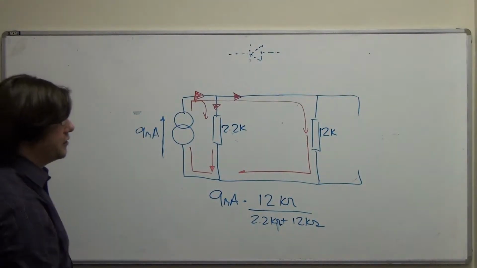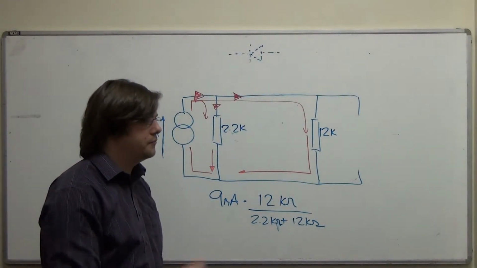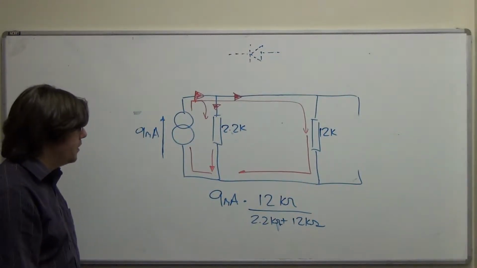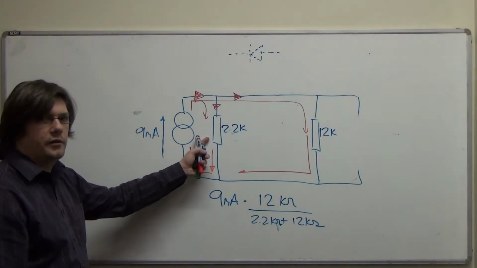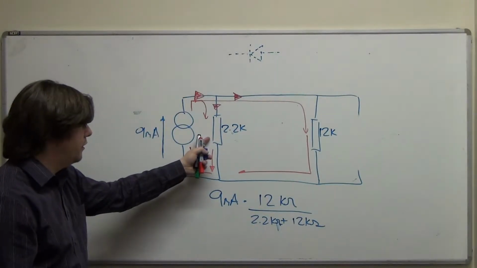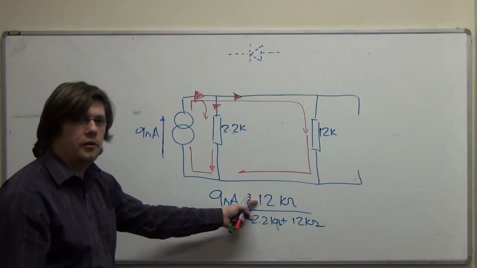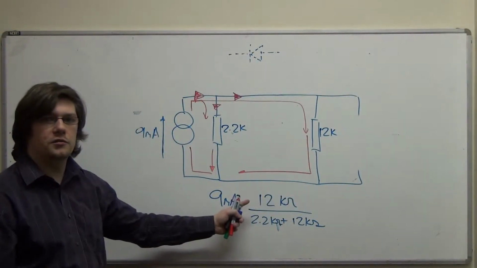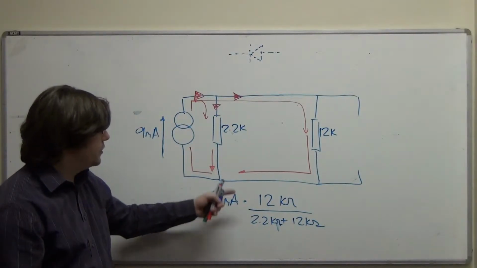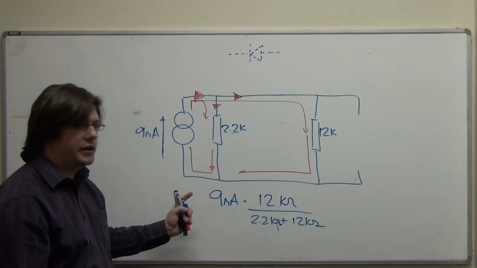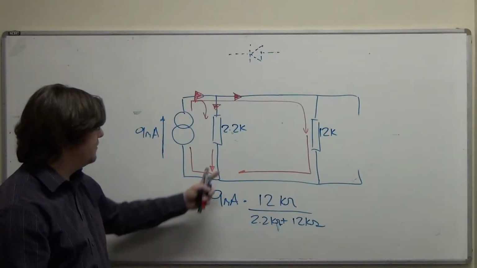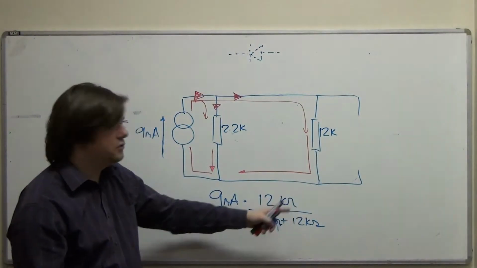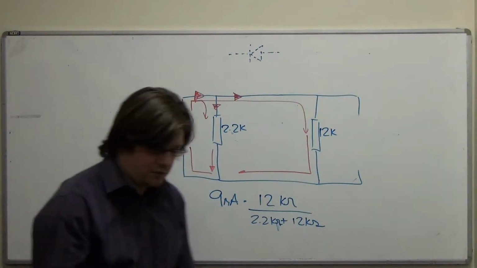This formula is the current divider formula, and it's in the lecture slides quite early on, lecture 1 or 2. I said this gets the lion's share, the biggest share of the current, and I've got the bigger value on top. If I made this 2.2k, this whole fraction would have a smaller value. So one of the things you have to remember with the current divider circuit is that if you want to know about this resistor, you've got to use that resistor's value on top.